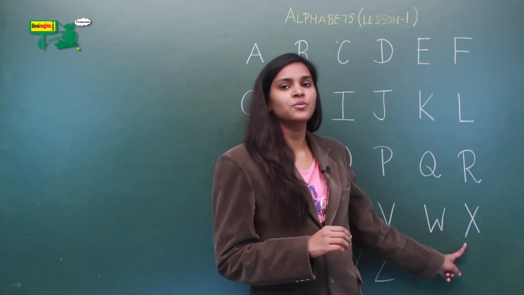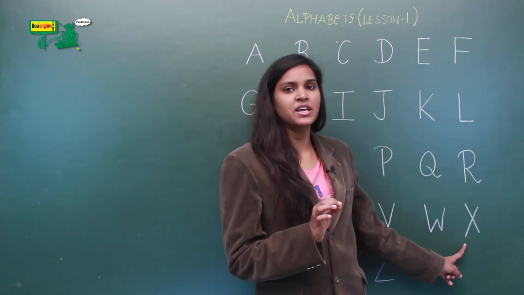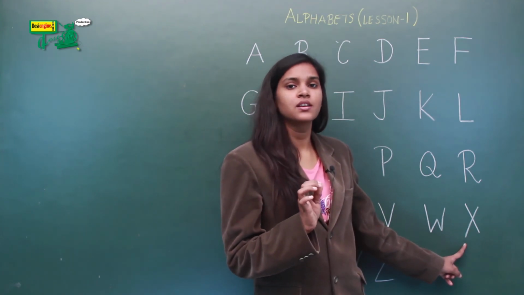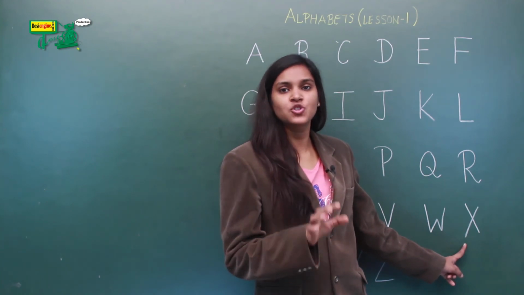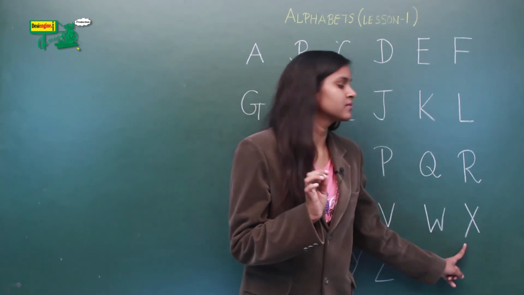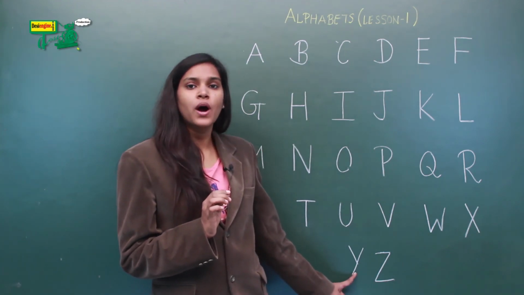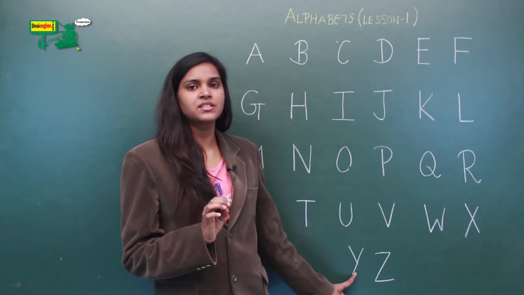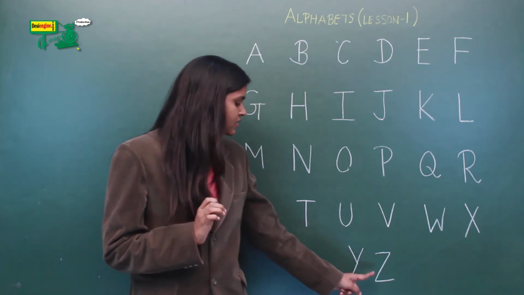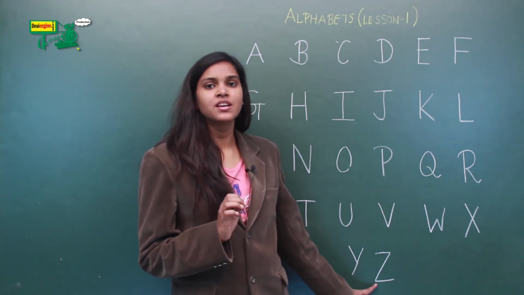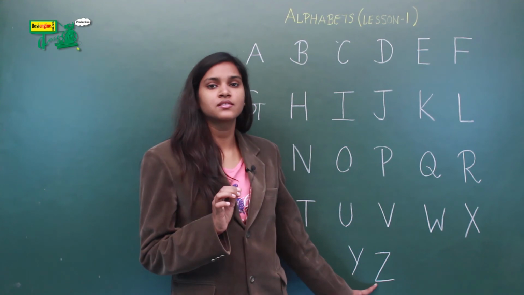Let's come to the next alphabet and that is X and the sound that it makes is ks. It's like saying K and S together. The next alphabet is Y and the sound that it makes is Y. The next alphabet is Z and the sound that it makes is Z.